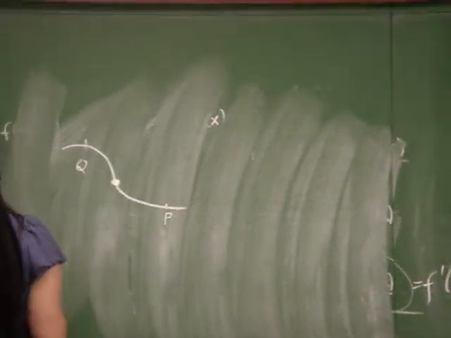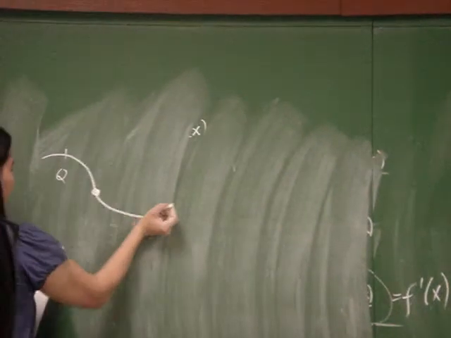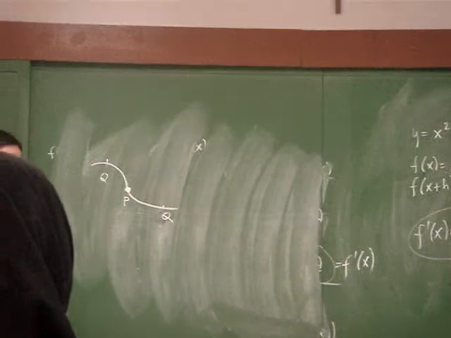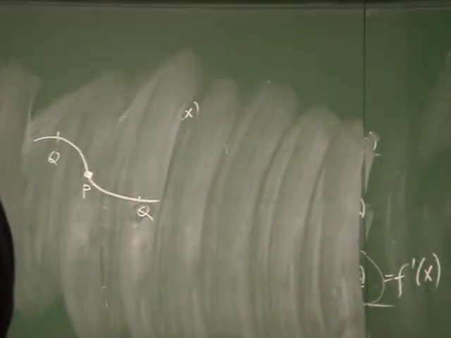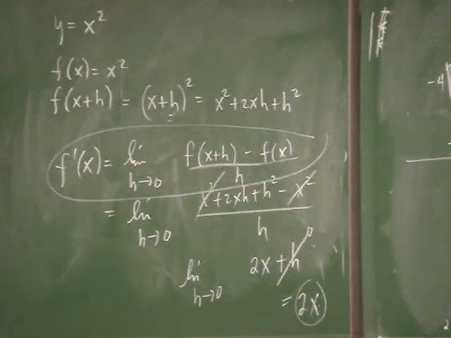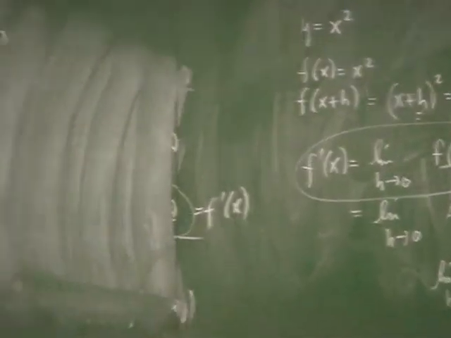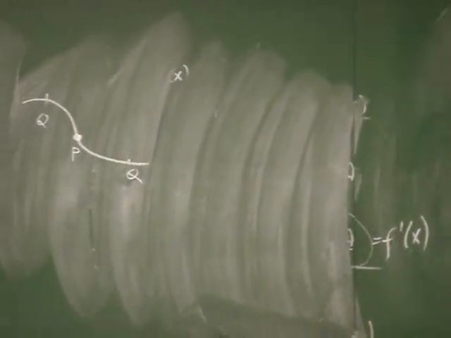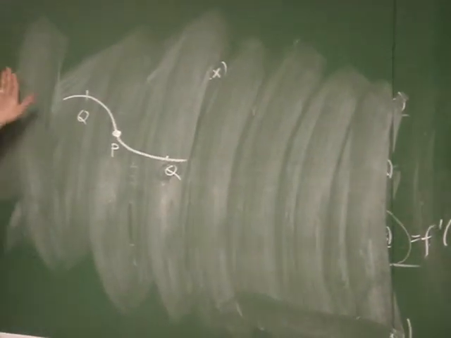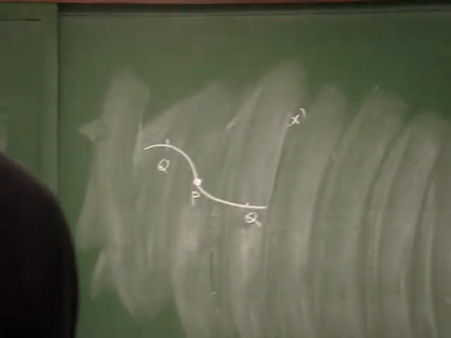Say 2 points. Does the derivative exist at P? Yes. Two tangents, right? Not allowed. Does the derivative exist at P?